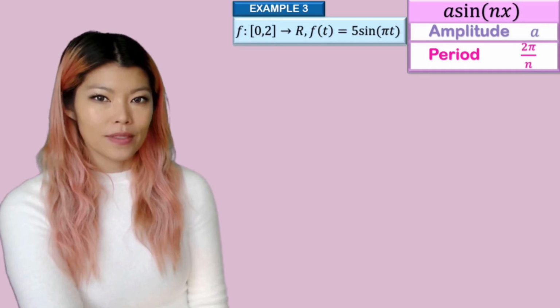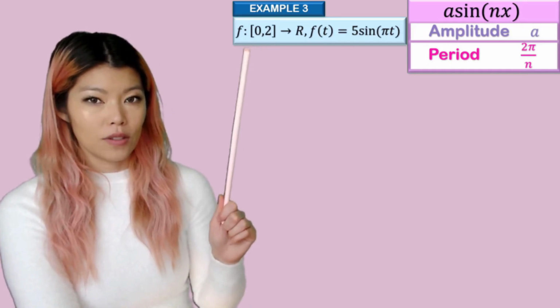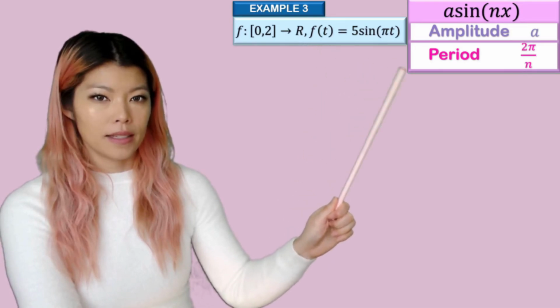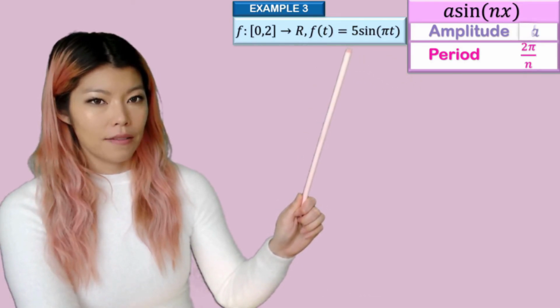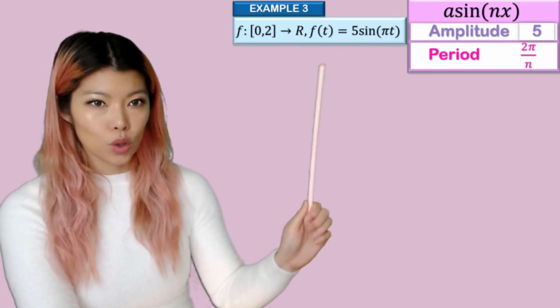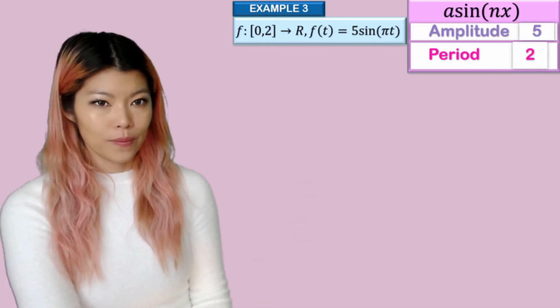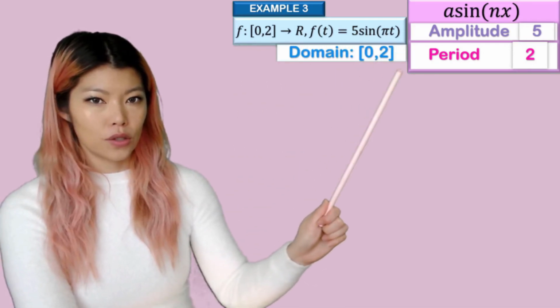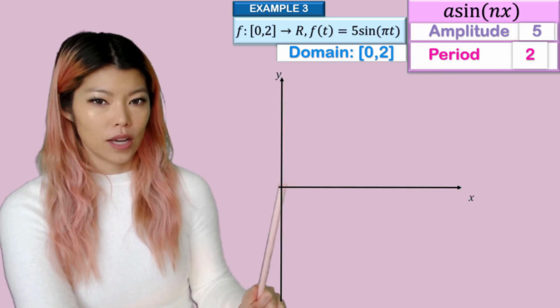Example 3. Here we have a domain of 0 to 2, and we are sketching the function 5 sine pi t. So the amplitude is 5, and the period is 2 pi on pi. 2 pi on pi is 2. Is there a reflection? No. The domain is 0 to 2, so we have to sketch between 0 and 2.